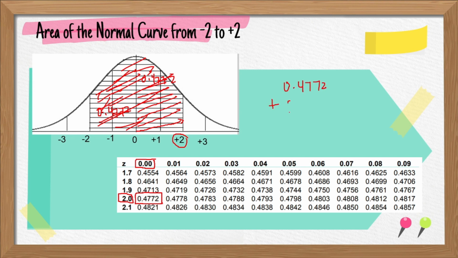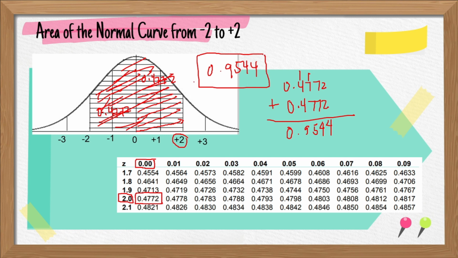0.4772 plus 0.4772. So, the answer is 0.9544. So, that is the area of the shaded region.